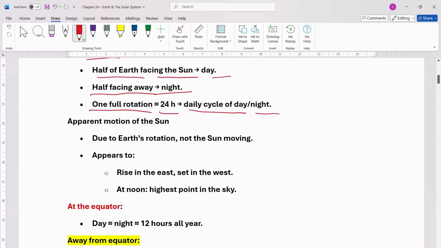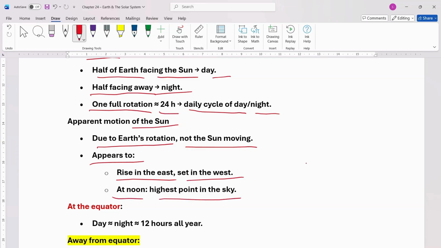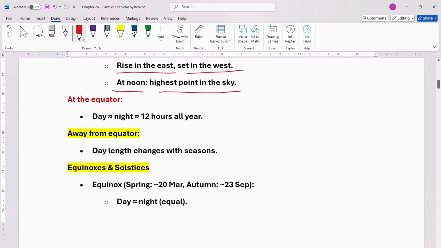Apparent motion of the Sun is due to Earth's rotation, not the Sun moving. It appears to rise in the east and set in the west. At noon, it is at its highest point in the sky. At the equator, day equals night, which is 12 hours all year. Away from the equator, day length changes with season.